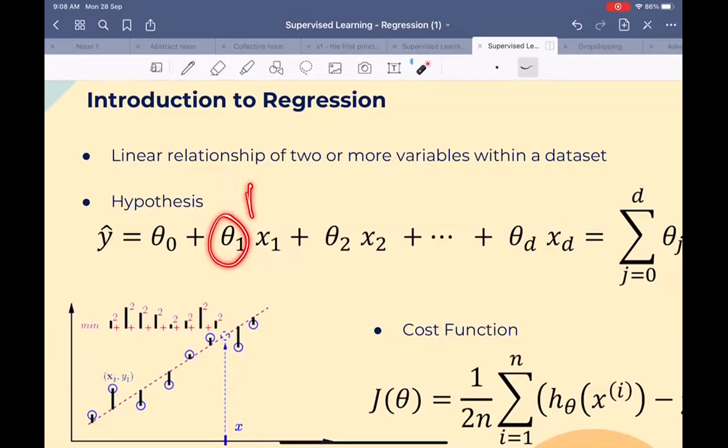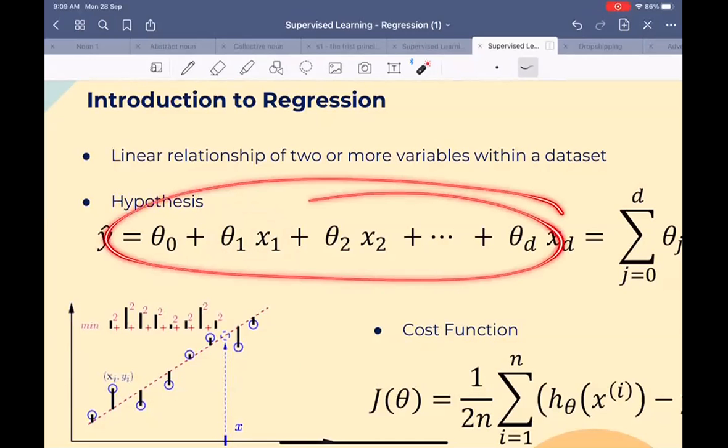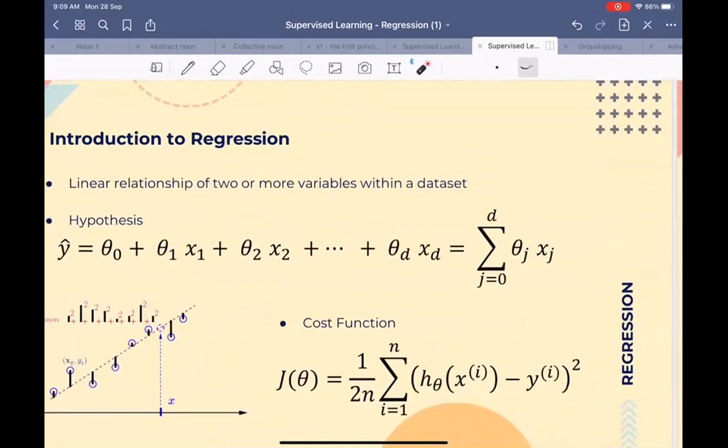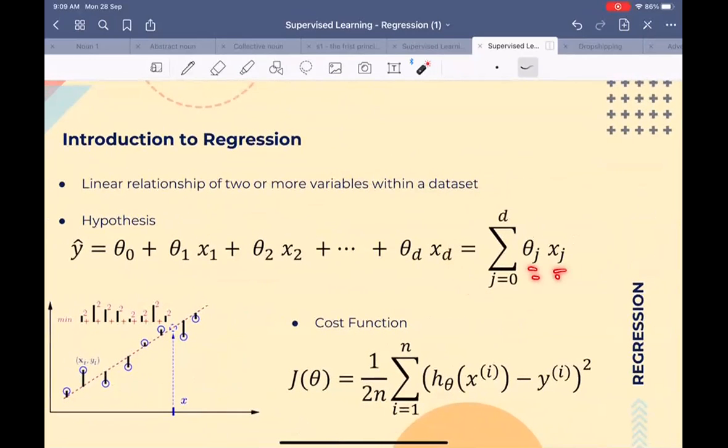Okay, if theta 1 has a higher magnitude, that means x1 has a higher importance. If theta 1 is negative, then x1 is associated negatively, or correlated negatively, with the output variable y, and so on. We also saw that there's a bias term called theta 0, and we can combine all of this equation into this summation form of theta j xj, where j goes from 0 to d, with the assumption that x0 is equal to 1.